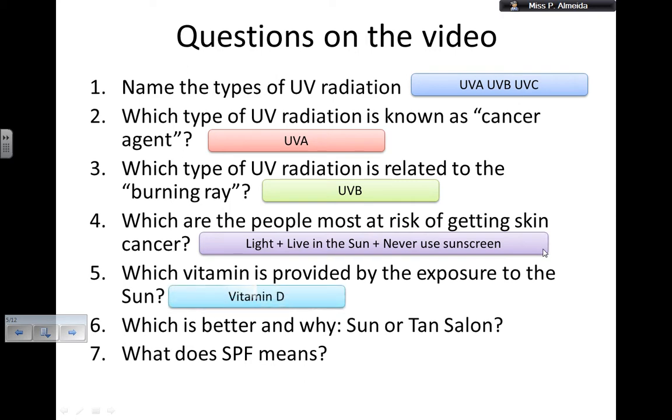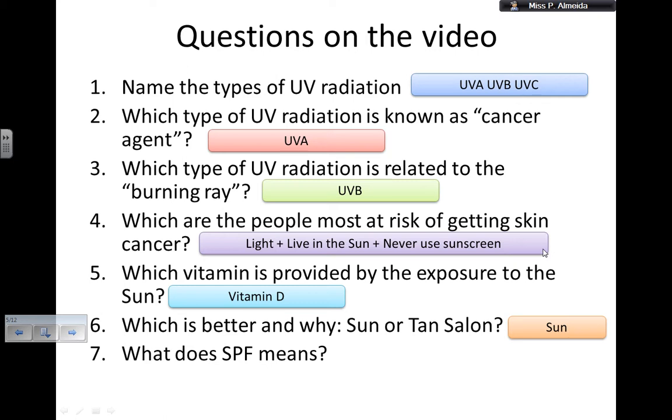Which vitamin is produced by the exposure to the sun? That's vitamin D. Which is better, the sun or tan saloon? The sun. The tan saloon uses UVA, which is the cancer agent, and those rays are much closer to you than the UVA that you get from the sun, okay?